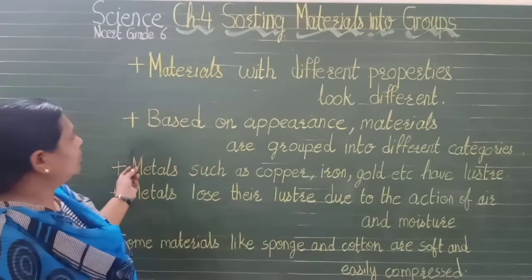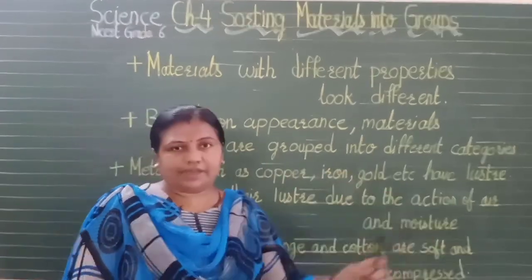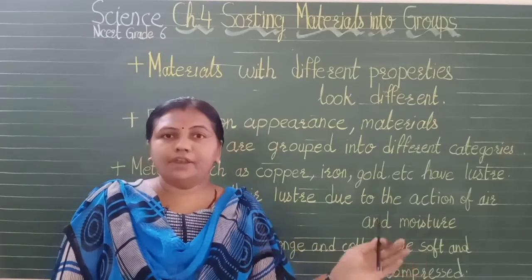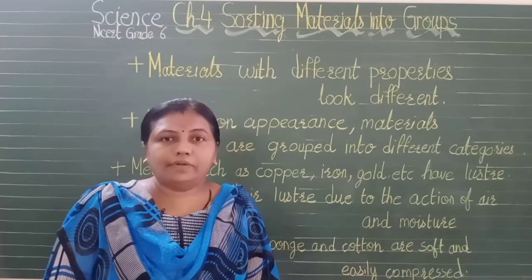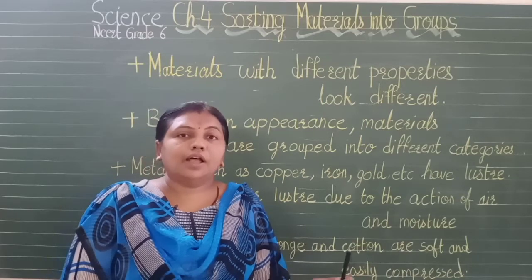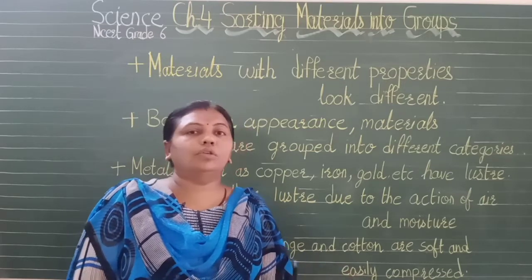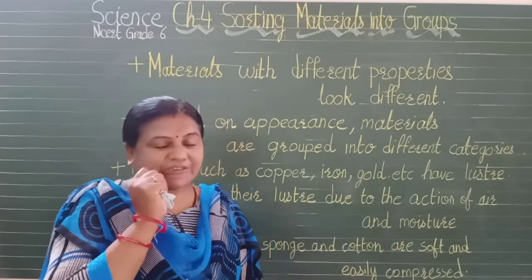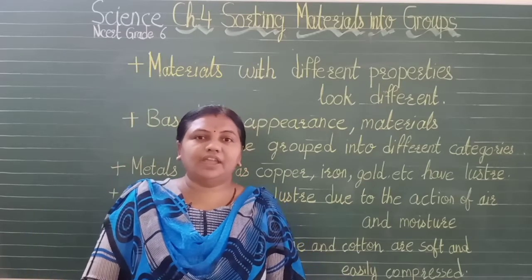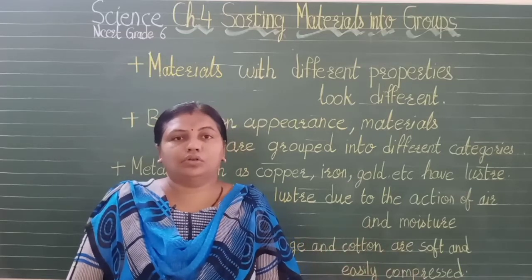Now, based on appearance, materials are grouped into different categories. Suppose I take tall boys, then they will have a different group. If I talk about thin boys, it can be a different group. If I say the person with curly hair, so according to the look also they may be classified. Suppose soaps are taken, then we can classify which are the lavender color soaps. So according to the look.